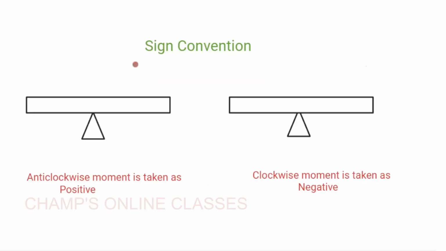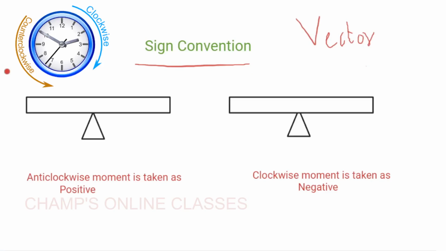Now let's see the sign convention of moment of force. We know moment of force is a vector quantity. What do we mean by vector quantity? That it has both magnitude and direction. Now what kind of direction? As it is a turning effect, there are two directions, that is anti-clockwise and clockwise.